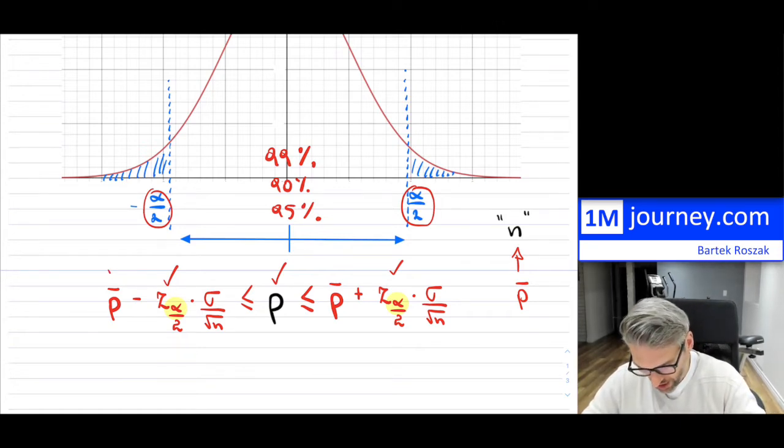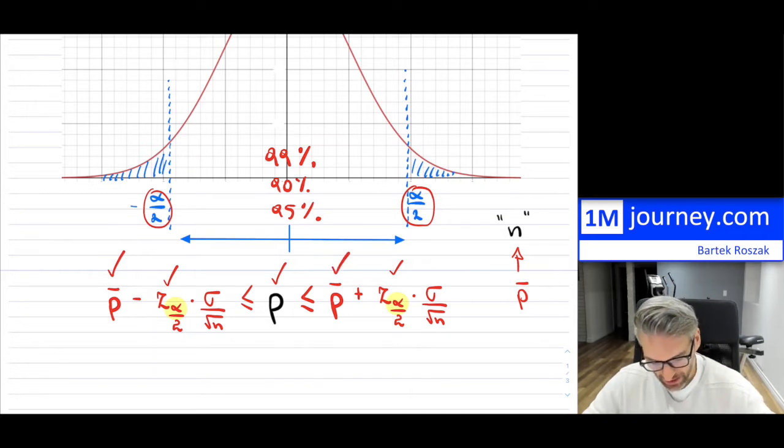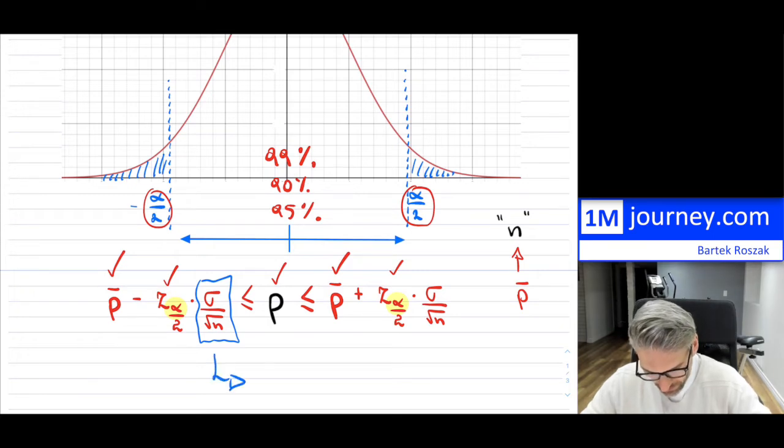So this changes because we're going to try to find what the proportion is within our actual sample. So that is no longer the mean. So that is that. The z is the same. And now it also brings about, what the heck is this? Sigma over the square root of n. So divided by the square root of n.